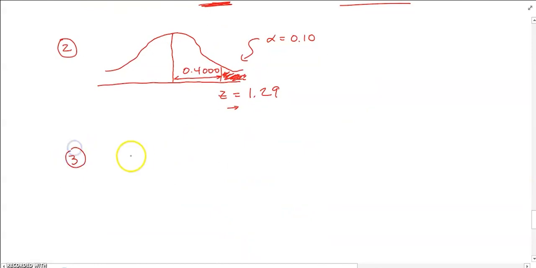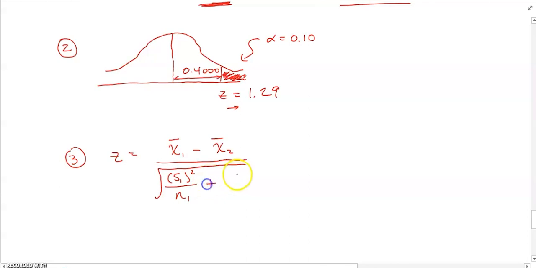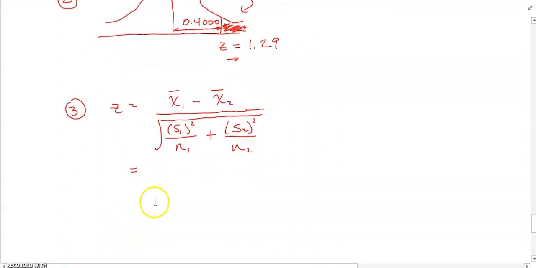Okay, to figure out the test score. So once again, Z is equal to the sample mean of class 1 minus the sample mean of class 2 divided by the square root of the standard deviation for class 1 squared, or the variance, divided by the sample size of class 1, plus the variance of class 2 divided by the sample size of class 2. Based on this, see what you come up with, and once again, we'll compare our notes.